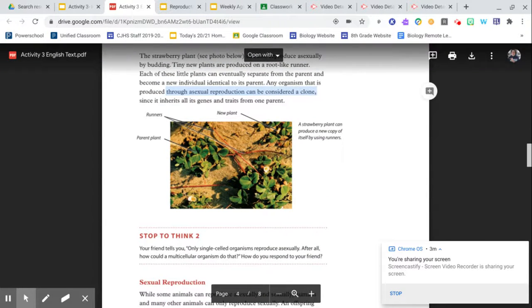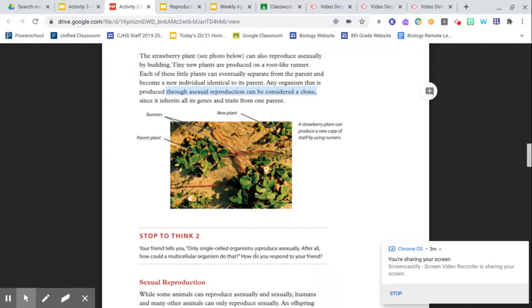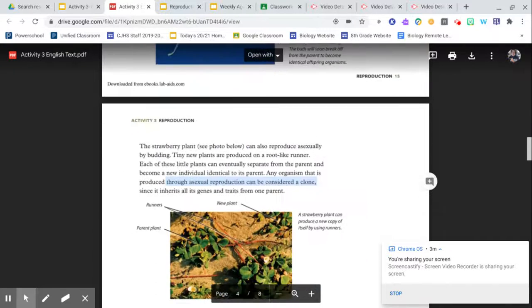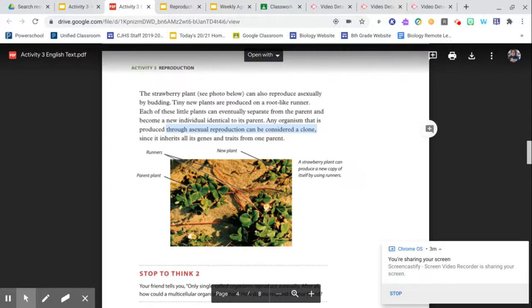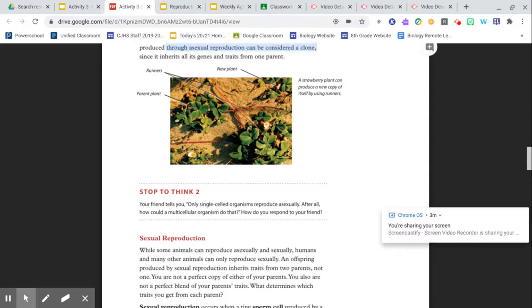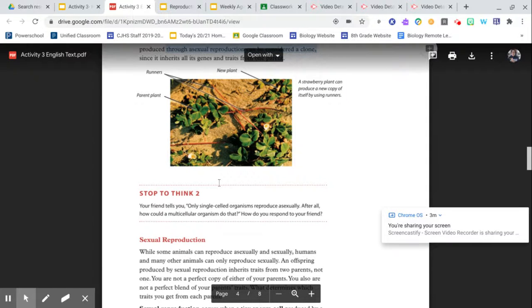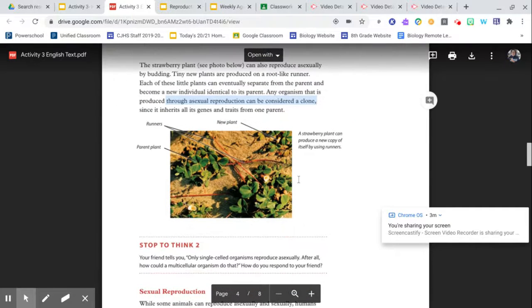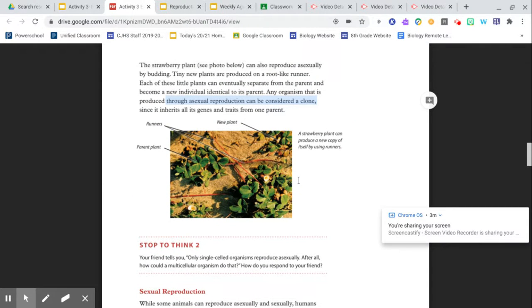Stop to think number 2. Your friend tells you only single-celled organisms reproduce asexually. After all, how could a multicellular organism do that? How do you respond to your friend? So think about the examples that were given here. Make sure you use the examples in your stop and think explanation here. Is it only single-celled organisms, unicellular? Or can multicellular organisms, more than one cell, organisms do that as well? Go ahead, pause the video, and write your answer on stop to think number 2.